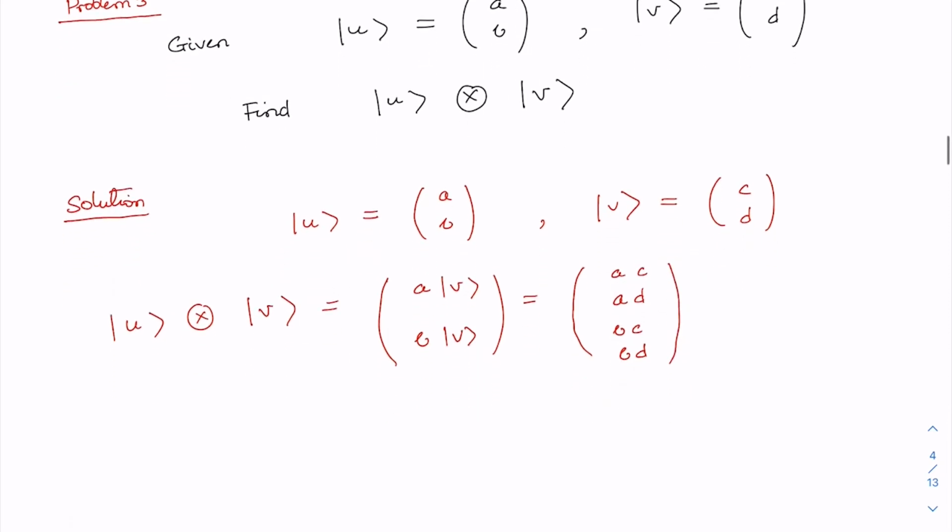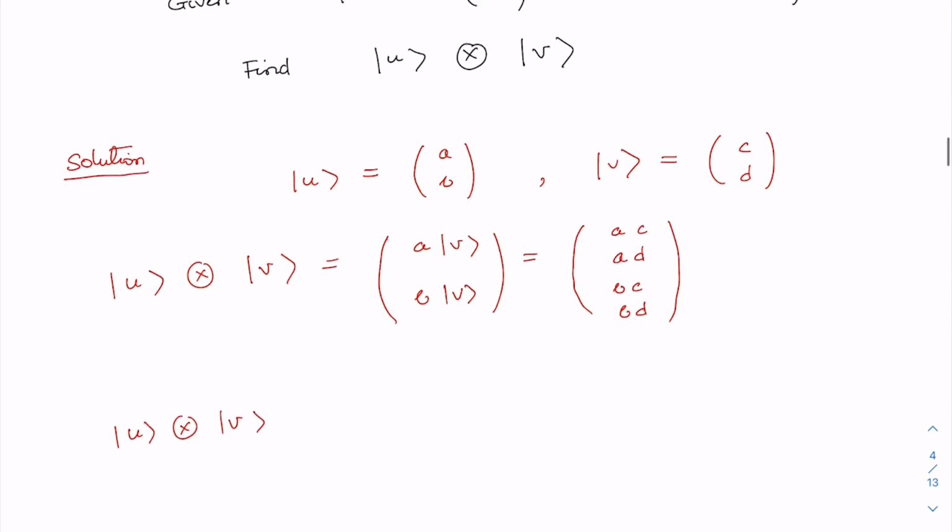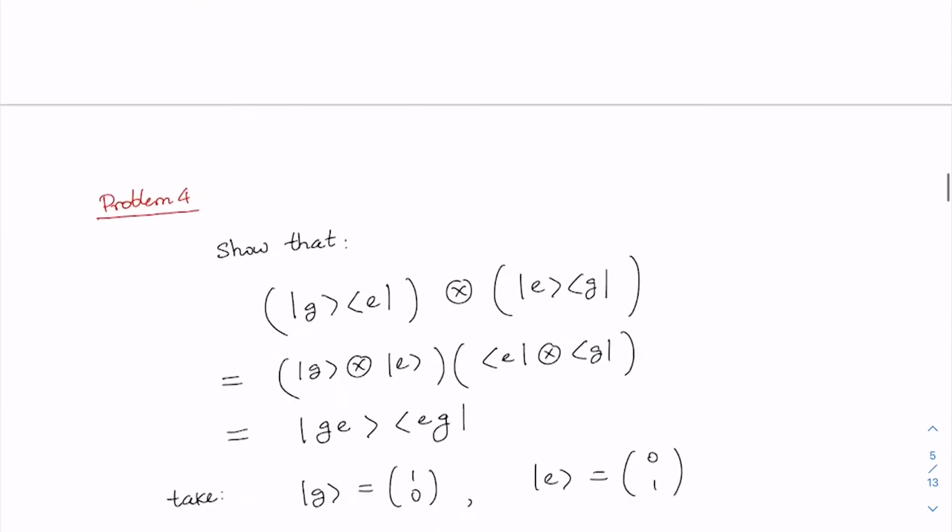In fact, many times the tensor product of u and v is often abbreviated as u v, or even as u v with the ket notation. Okay, now let us go to the next problem.